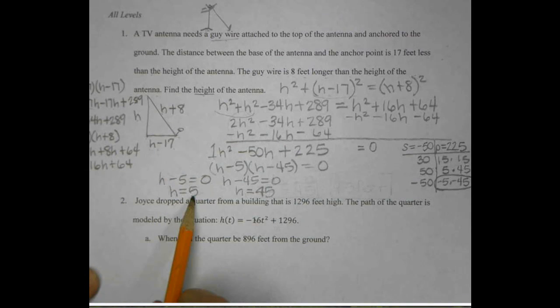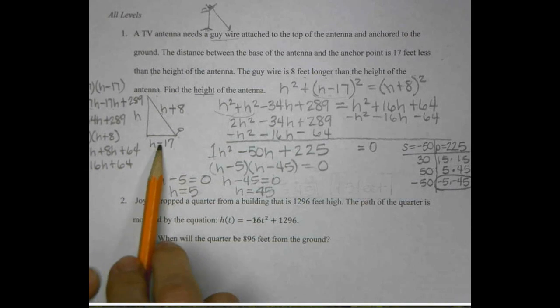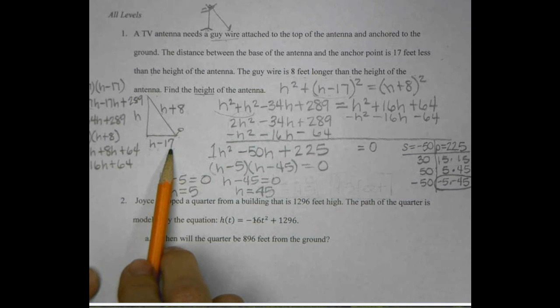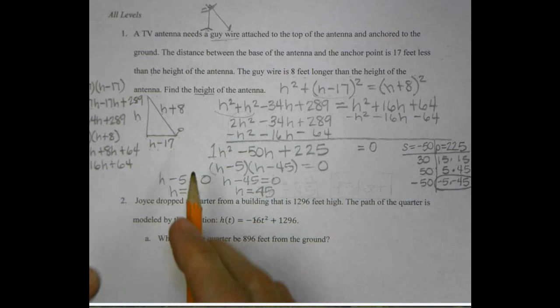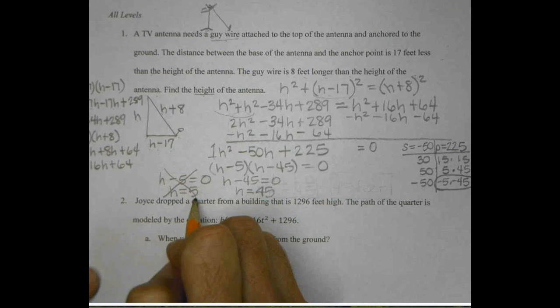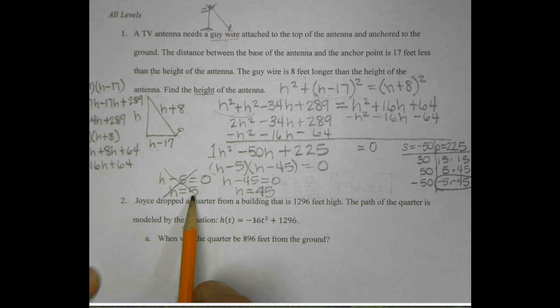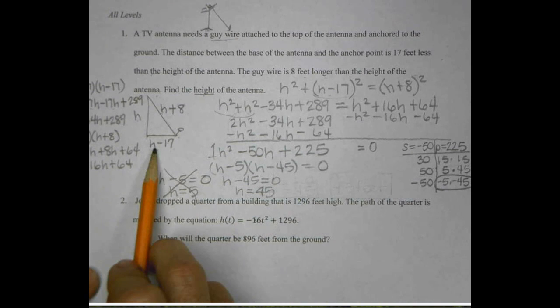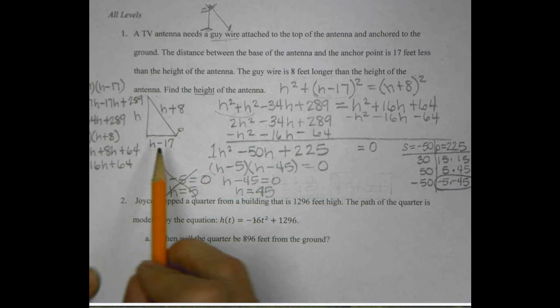and check them out. If I use a height of 5, that means I would do 5 minus 17 for this base of the triangle, and that comes to a negative 12, and I can't have a negative 12 for a length. So I have to disregard this solution. Even though it's positive, it makes one of my lengths negative, so I can't use it.